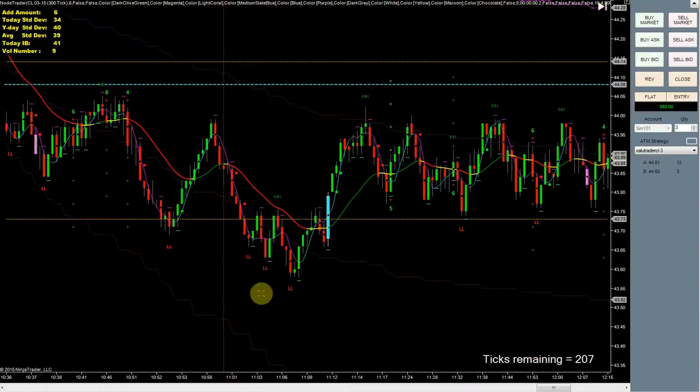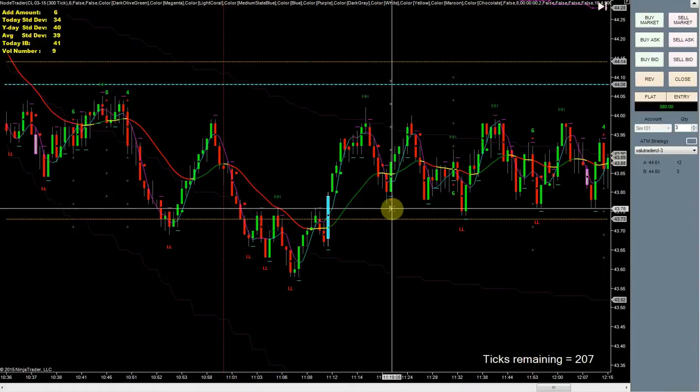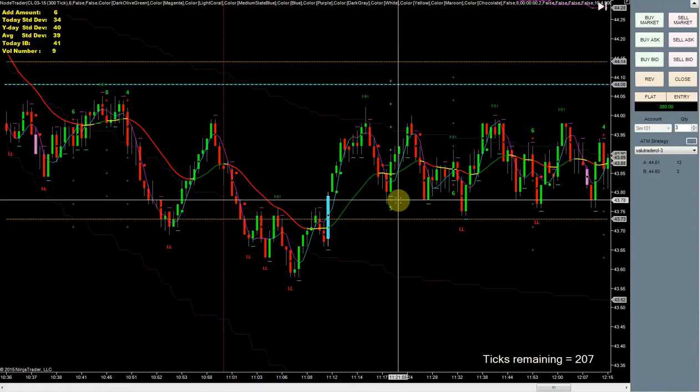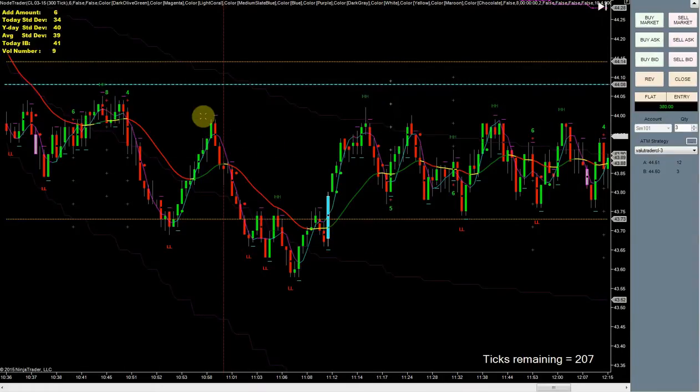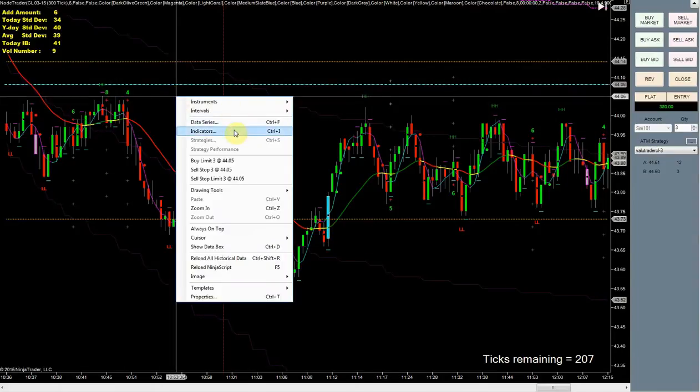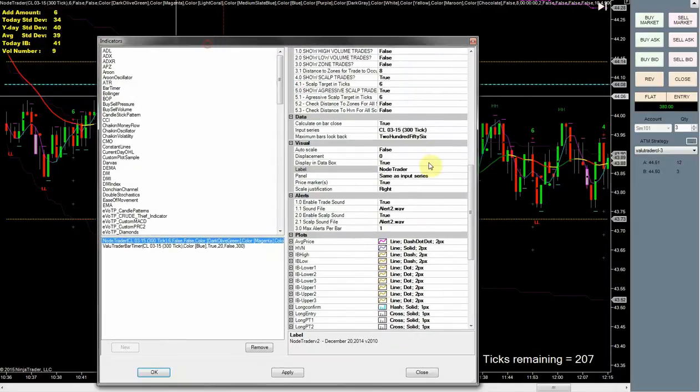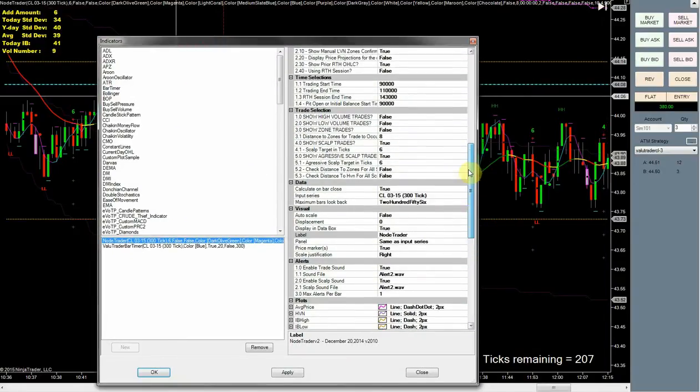The system gives you the contract sizes you can take. It gives you the stop level. It gives you your take profit levels, entry prices, just everything you need to be a successful trader. Let's come in here real quick and turn on some of these others.